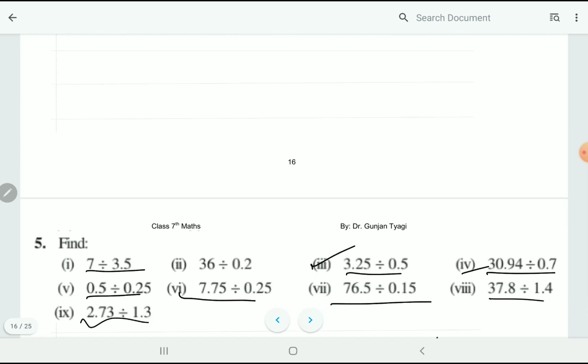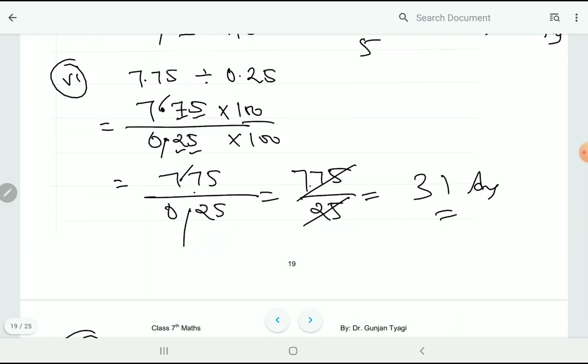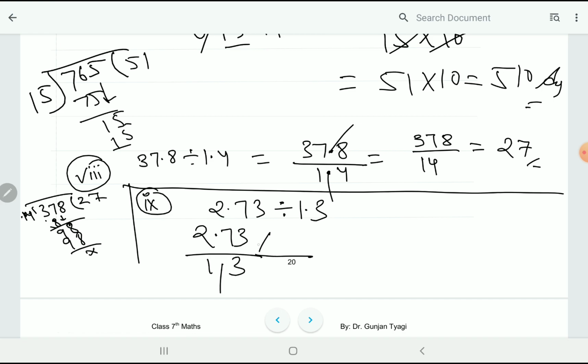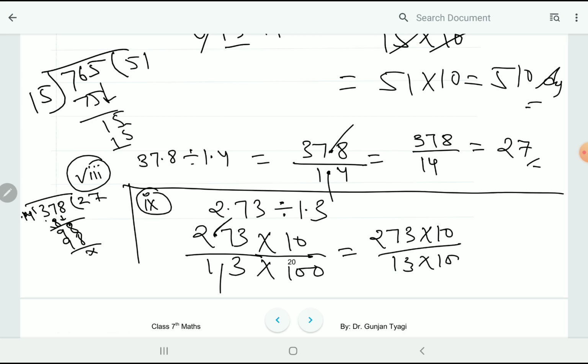Ninth part is 2.73 divided by 1.3. The place of decimal is not the same in both numerator and denominator, so I will remove the decimal. I multiply by 100 to the numerator, and when I remove the decimal from the denominator, I multiply by 10. Now the question is 273 multiply 10 divided by 13 multiply 100, 10 and 100 being divisible.